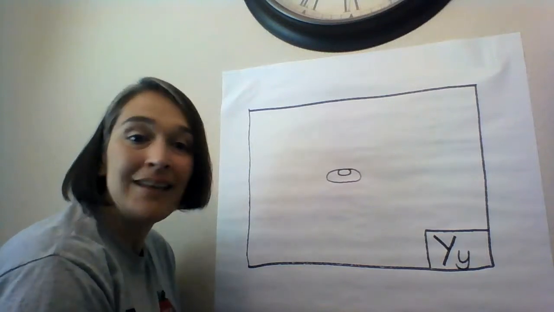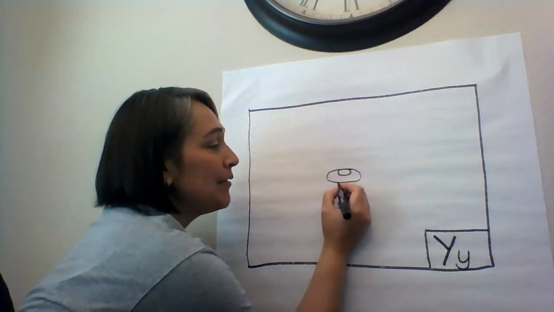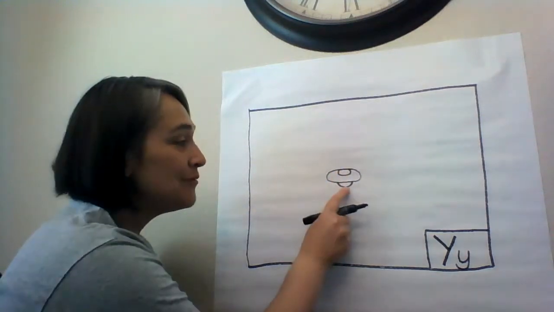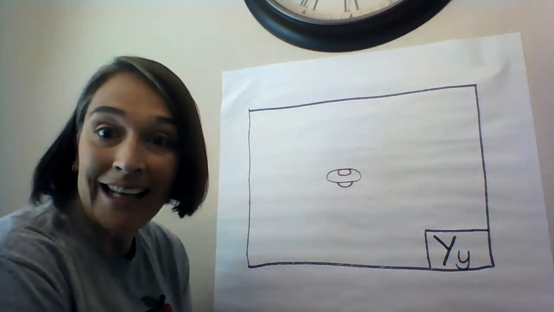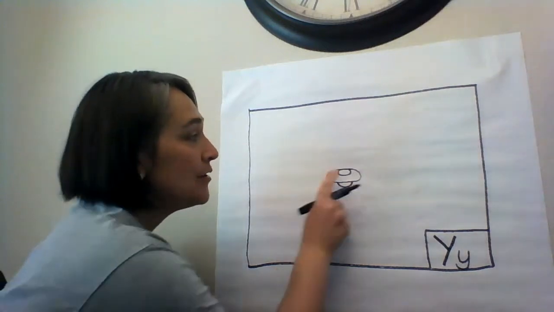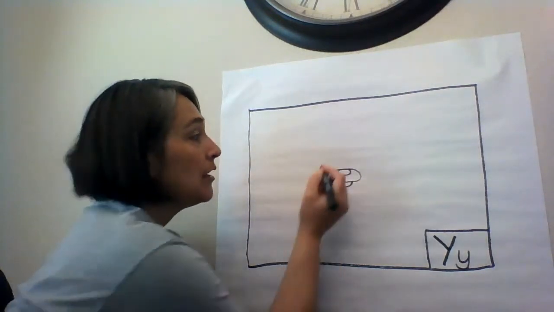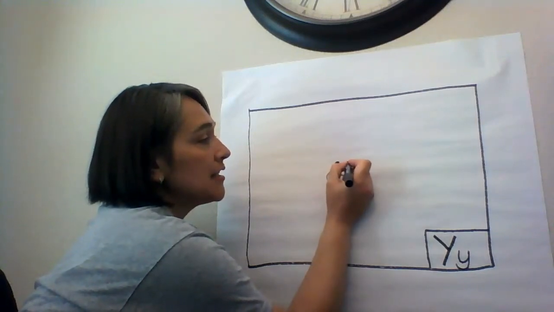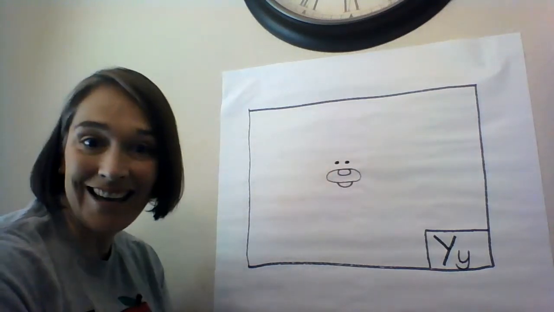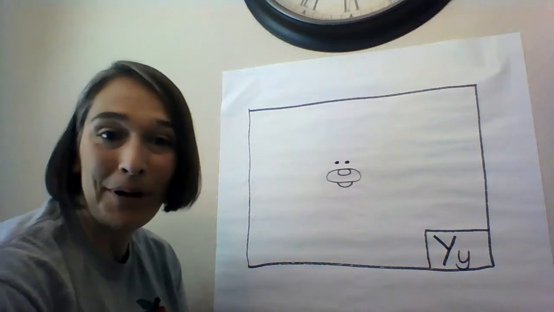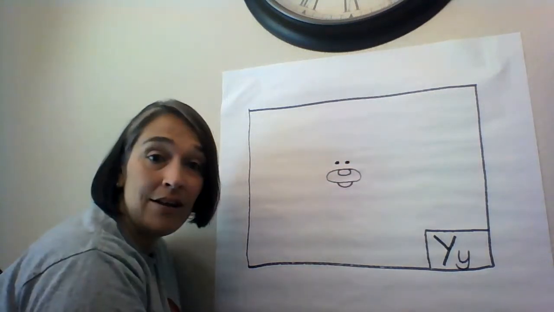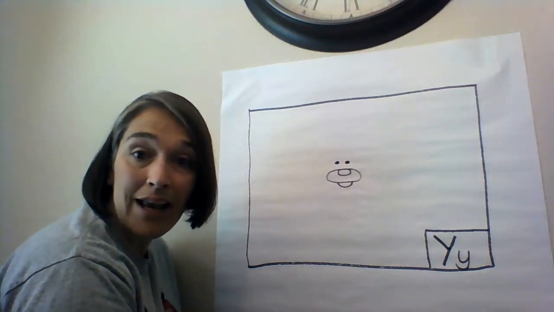And now we're going to make a smile because this is going to be the part of his mouth. Whoop. You just drew a yak nose and you drew a yak mouth. Okay, and now we need some eyes. So right on top of his nose, we're going to make a dot and a dot. Two yak eyes. Got those? Perfect.